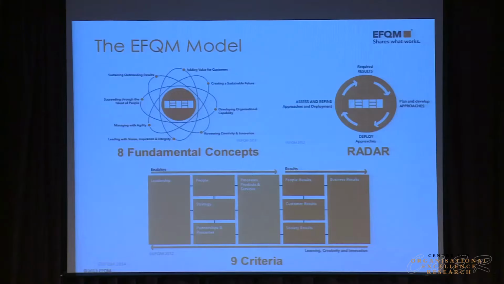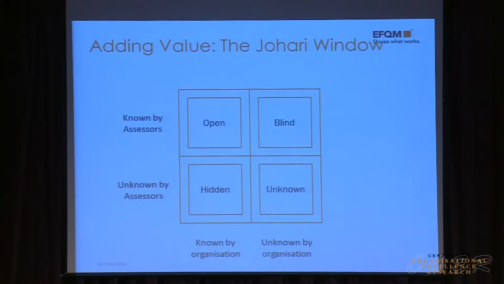And so we have the model, the nine criteria at the bottom, which I spoke about, the RADAR at the top right, and this third element that completes the picture for the EFQM Excellence Model, which is the eight fundamental concepts. I'm not going to spend much time on that. It's basically the what, why are you doing what you're doing? And this is the foundation for excellence.